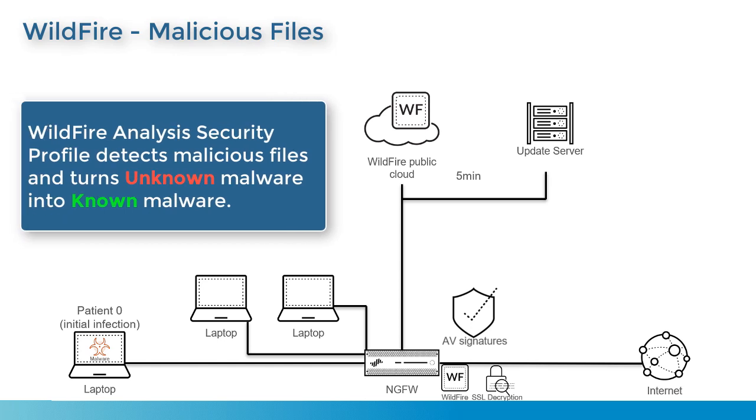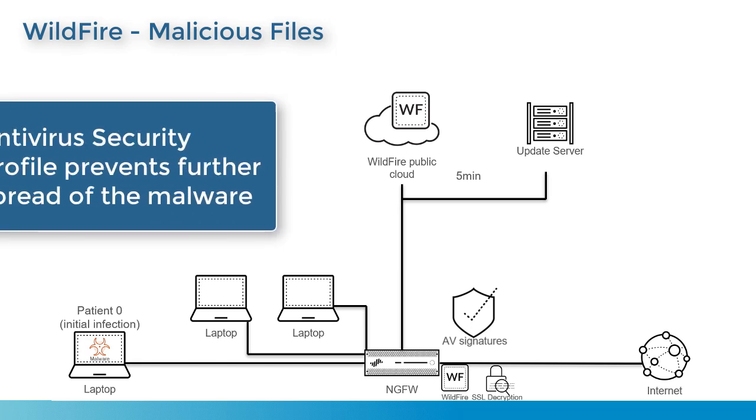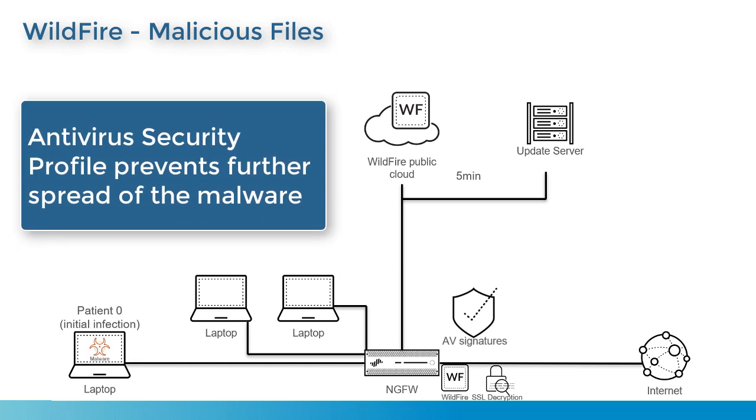To recap, WildFire turns unknown malware into known malware. The execution or prevention of the spread of malware is not done by the WildFire analysis profile. It is implemented using the antivirus profile. The WildFire analysis profile turns the unknown malware to known malware. The antivirus security profile would then block the spread of that malware based on antivirus signatures and WildFire signatures.